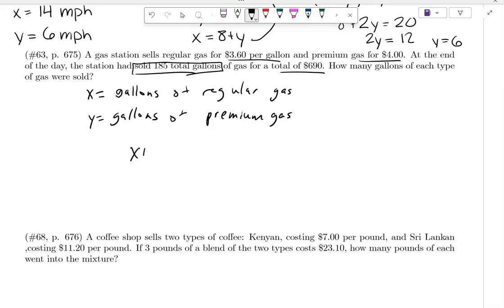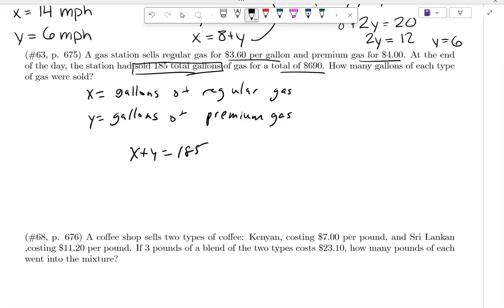Okay. X plus y must be the 185. Good. So notice again that x and y here are both representing gallons of gas, and it says that you've sold a total of 185. So totaling the gallons, we just need to add them together. Okay, so there's one equation.